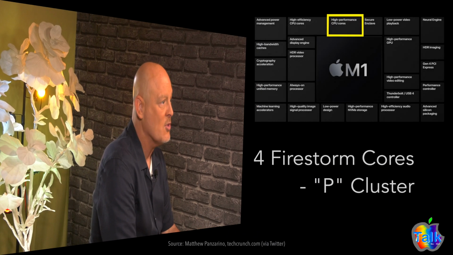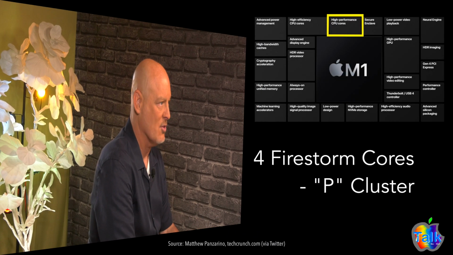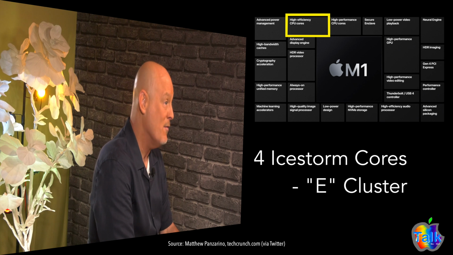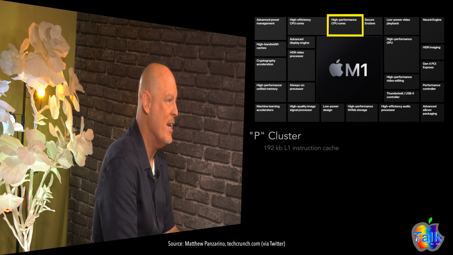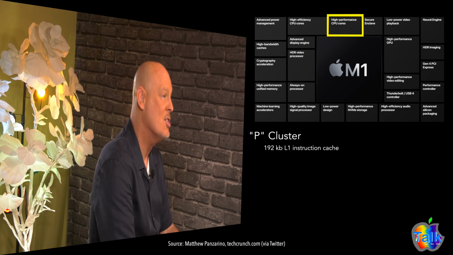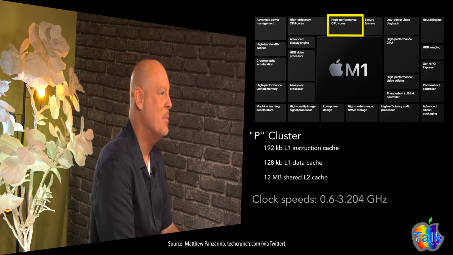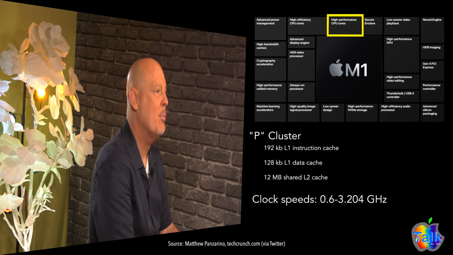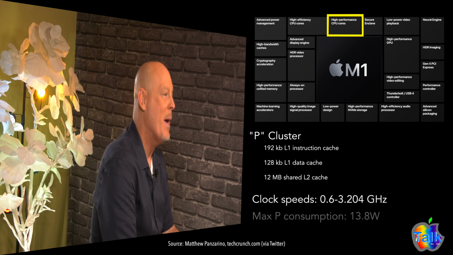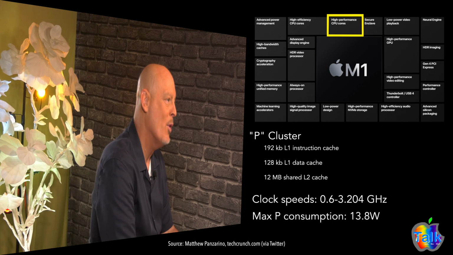Let's talk architecture first. The M1 is built on a 5nm process, the first ever on a personal computer. It has 4 Firestorm performance cores on what's dubbed the P cluster. There are 4 Ice Storm efficiency cores on what's called the E cluster. The P cluster has 192 kilobytes L1 instruction cache, 128 kilobytes L1 data cache, and 12 megabytes shared L2 cache. It cycles at clock speeds ranging from 0.6 to 3.204 gigahertz with a maximum power consumption of 13.8 watts.